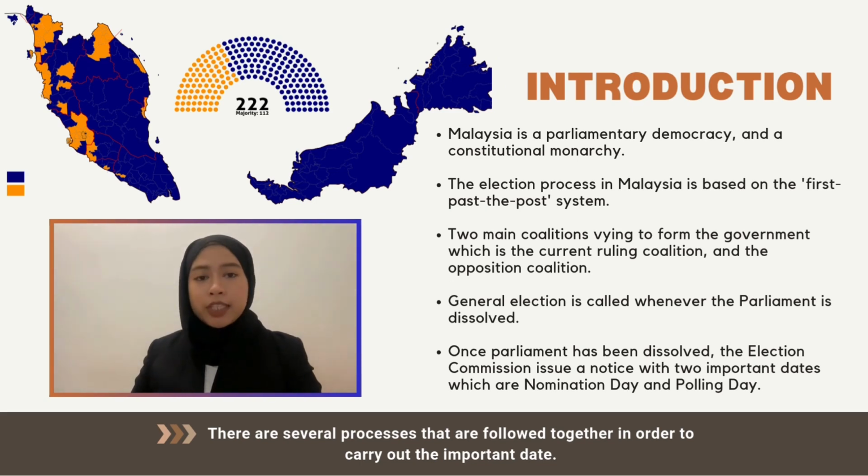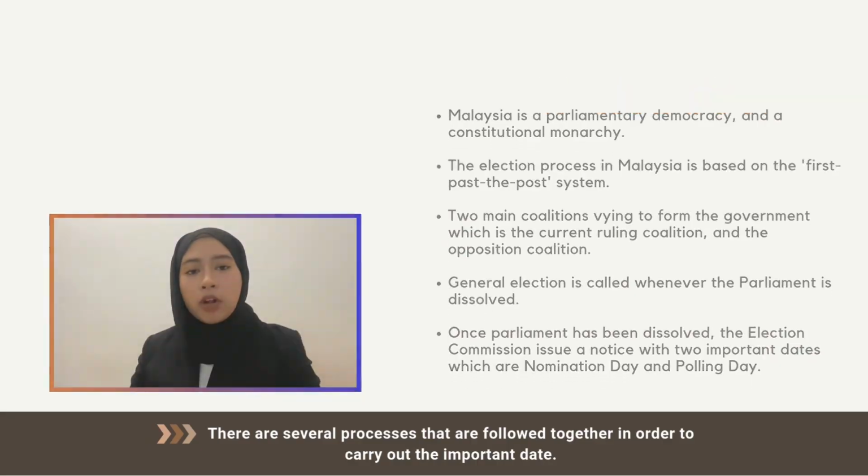Specifically in Malaysia, a general election is called whenever the parliament is dissolved, which should happen every 5 years. Once parliament has been dissolved, the Election Commission must issue a notice with two important dates, which are nomination day and polling day. Precisely, there are several processes that need to be emphasized in order to carry out the important dates.